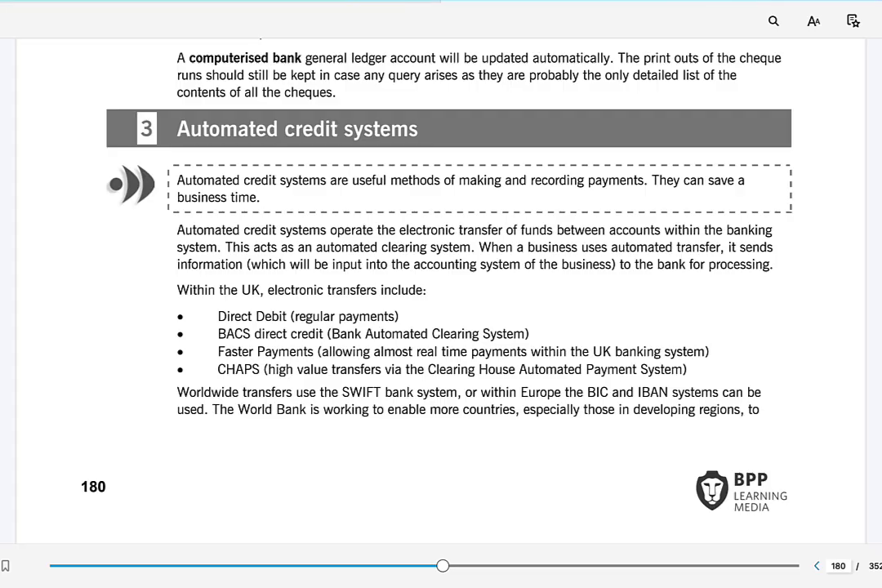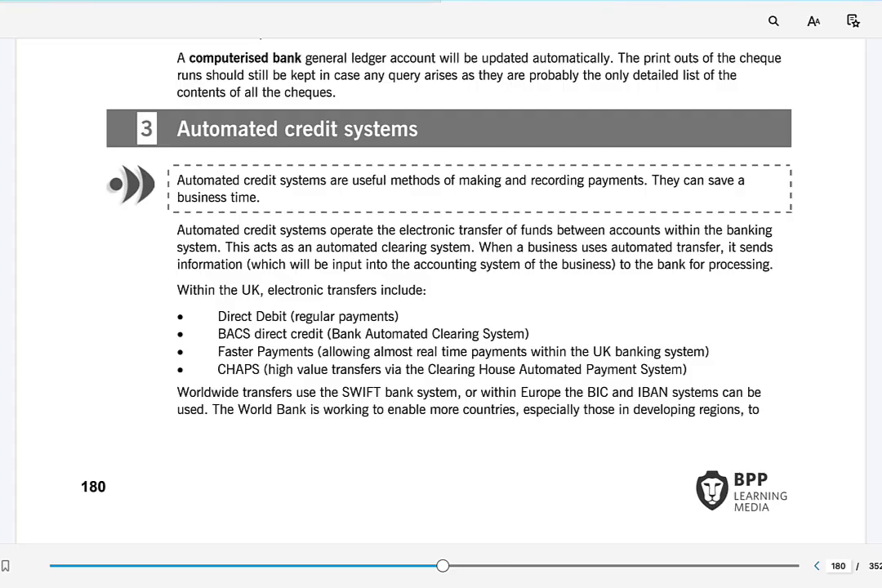Lesson 3. What is an automated credit system? An automated credit system is a system that allows money to move from one bank account to another bank account using electronic methods. It means the payment is made through computers and banking networks.